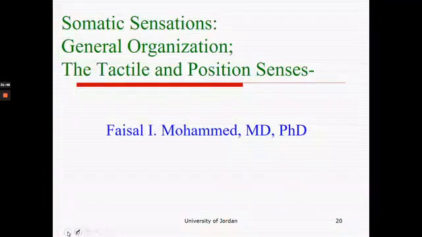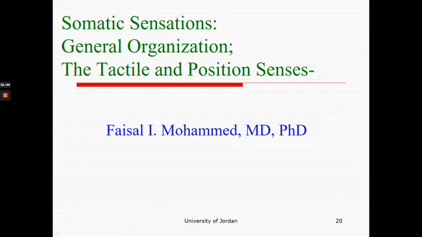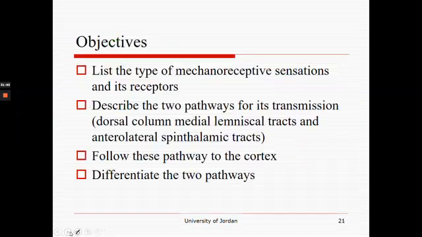Other part of this lecture, which is the somatic sensation. And the first thing on the somatic sensation, we're going to discuss the tactile and position sensation. These are part of our general sensation. Our objectives are to list the types of mechanoreceptive sensation, mechanical sensations, and its receptors.